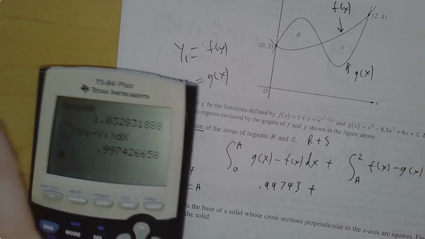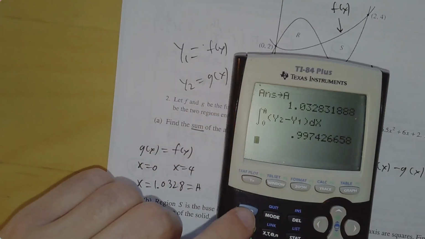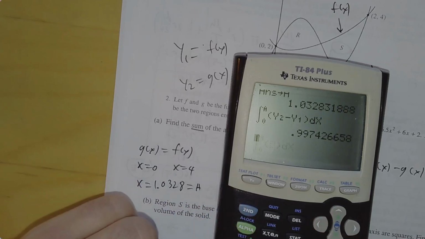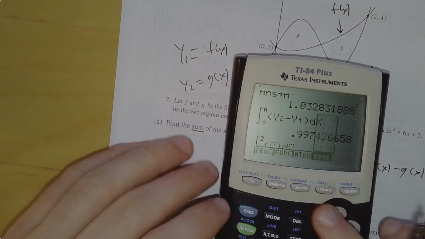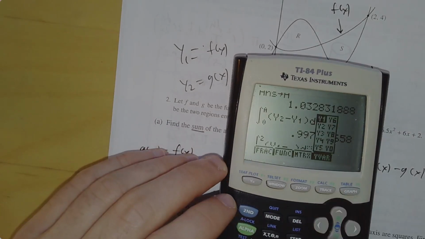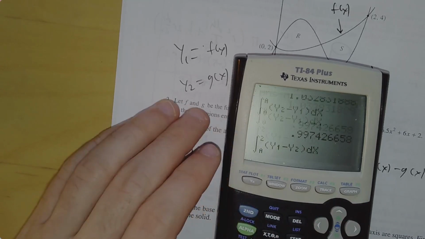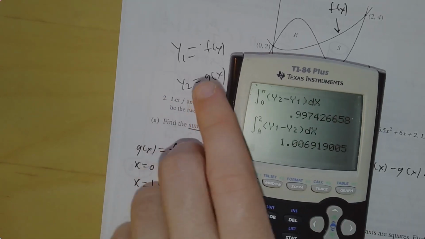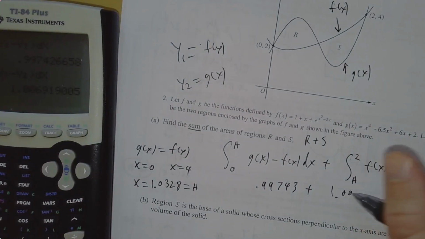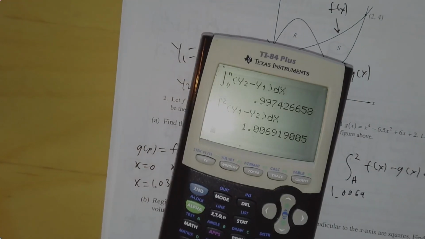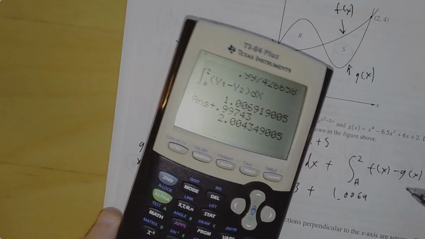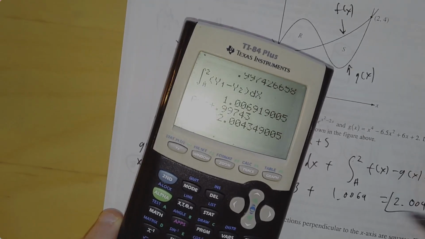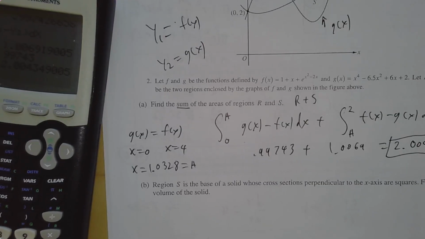Okay, plus, and then I'll do my other integral. Let's write from scratch here, math 9 from a, alpha math, to 2 of y1 minus y2, and I get 1.0069. So when I add them together, plus 0.99743, I get 2.004. And that looks pretty good to me.